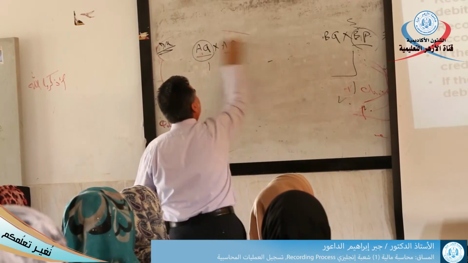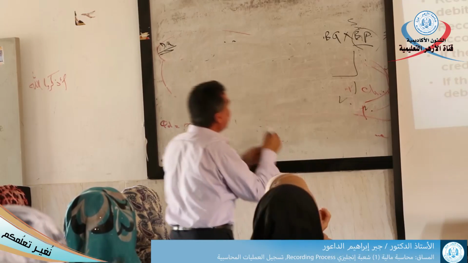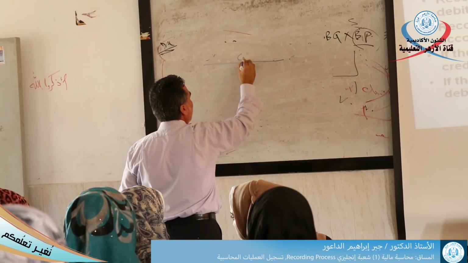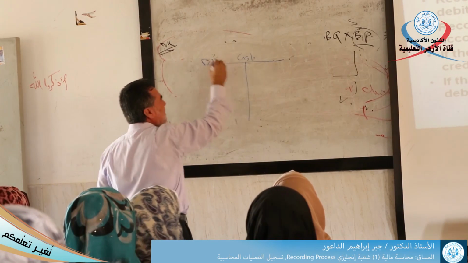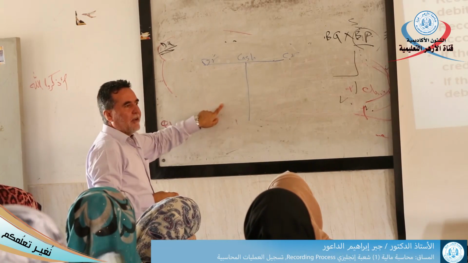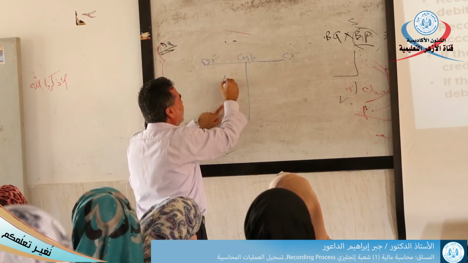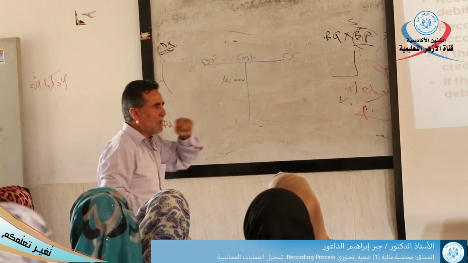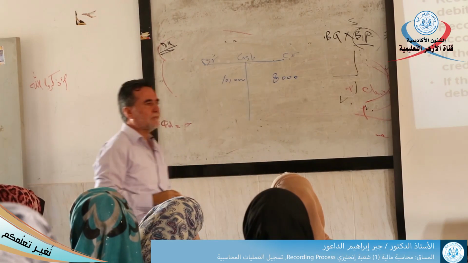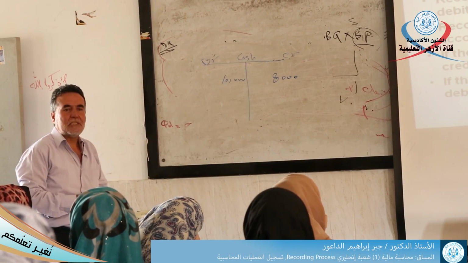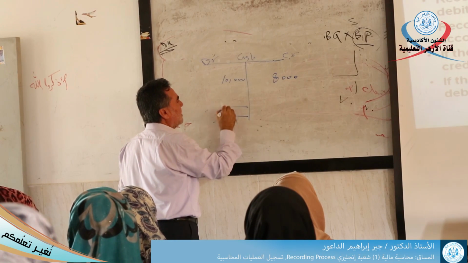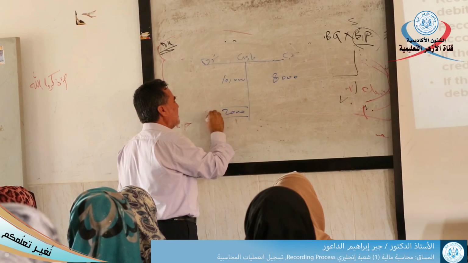For example, this is a cash account. DR, CR. So, for example, this side 10,000 and this side 8,000. So the balance will be debit, 2,000 balance.